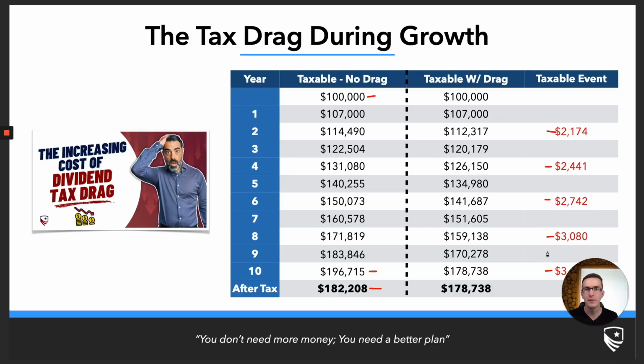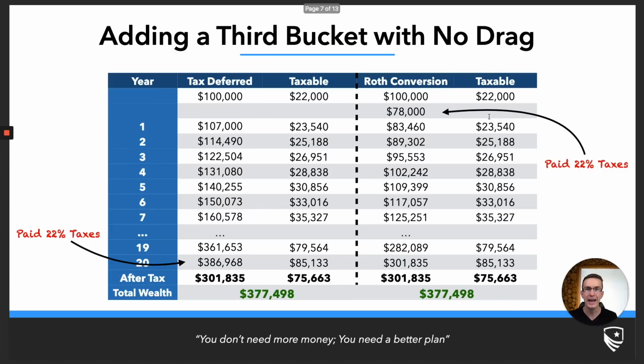But notice what happens to the after-tax wealth by the end of this 10-year phase. They have about $4,000 less or $3,500 less in wealth from paying taxes on an ongoing basis. And so let's go through a very simple example where we add the third bucket. Now we're going to look at this with no tax drag. Obviously, tax drag could affect this drastically as we just showed, but we're going to be looking at this with no tax drag here. Exact same scenario we looked at before, paying taxes in the exact same way.